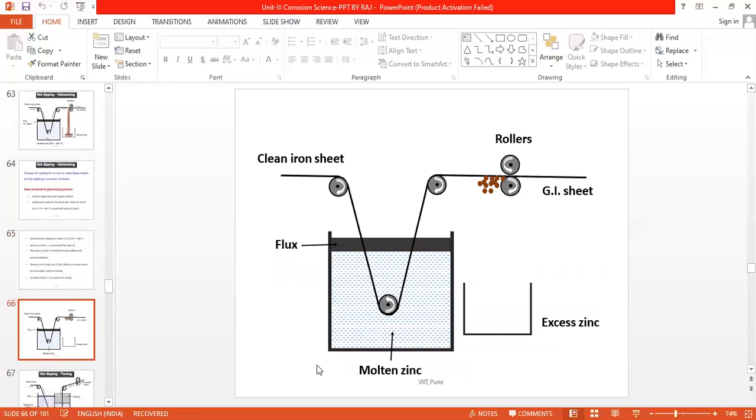Then next is the tinning process, in which this is the diagram of galvanizing again, which we have seen here. The iron sheet is there, flux is there, NH4Cl, molten zinc is there, a pair of hot rollers is there to remove the excess zinc, and the process is done.